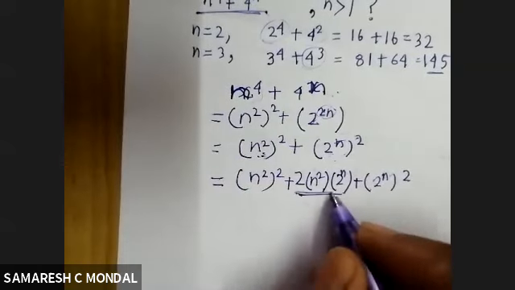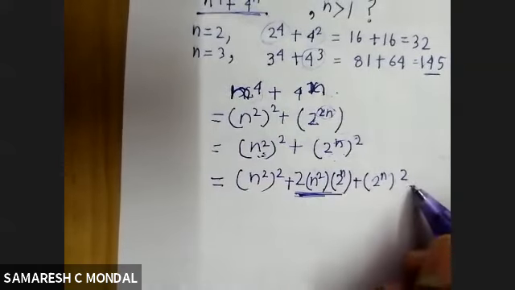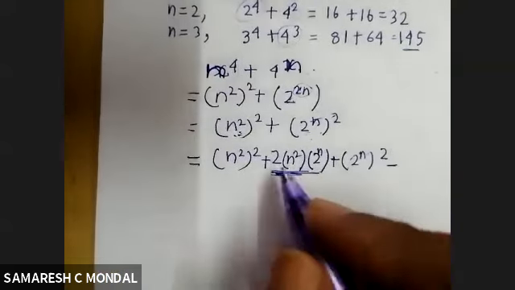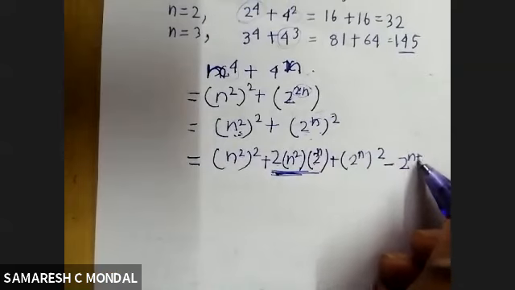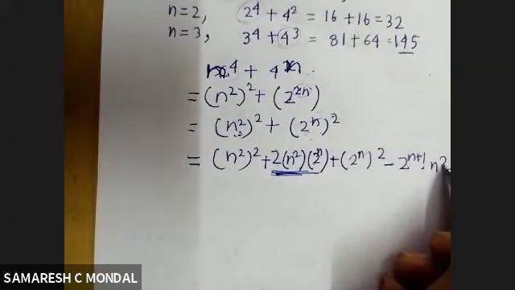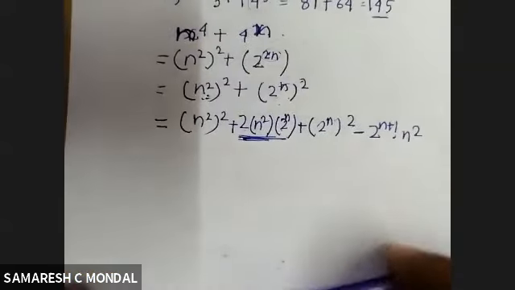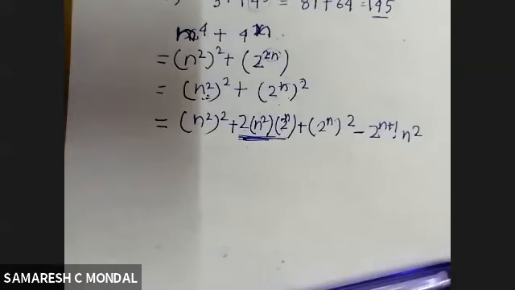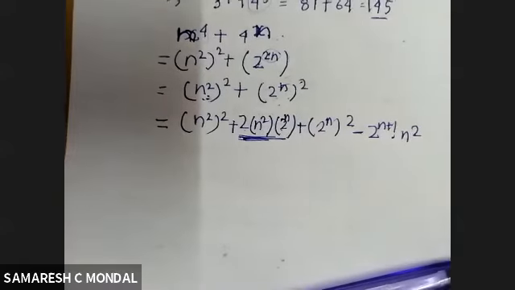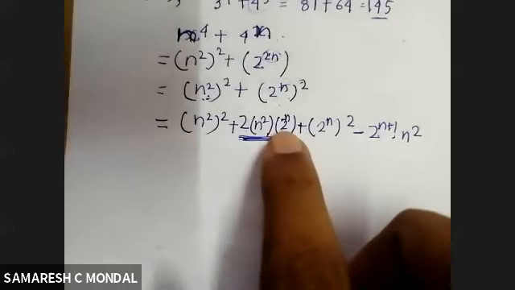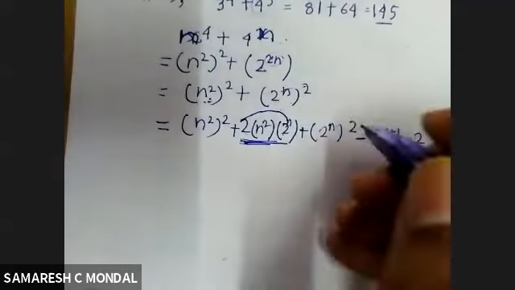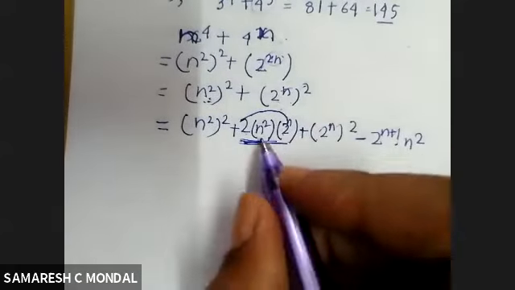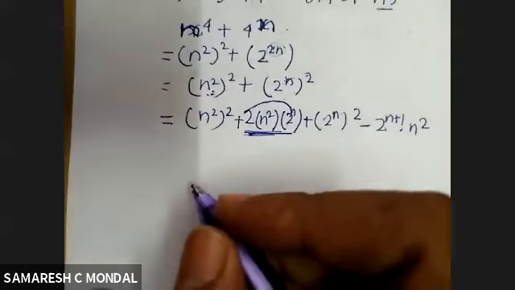So this stuff you got it. So I need to subtract the same thing. So 2 into 2 to the power n is 2 to the power n plus 1 into n square. I hope everyone understood, 2 into 2 to the power n is how much? 2 to the power n plus 1 and n square. So this.